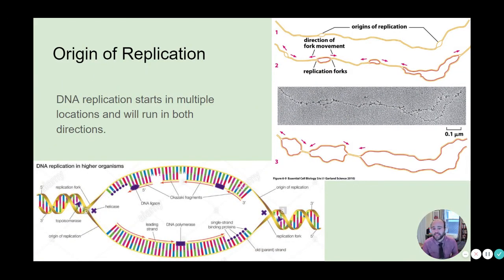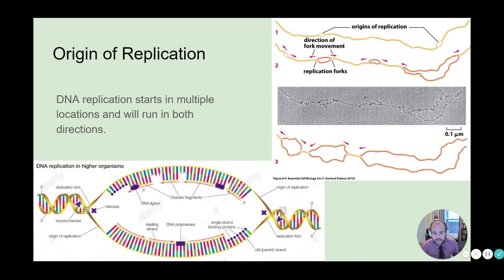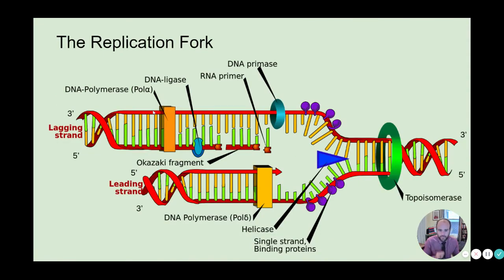So it's important to note that this doesn't happen just in one place. There's going to be many different origins of replication, or where it opens up. And it's going to run in 2 different directions because the DNA is anti-parallel. And this is going to make DNA replication go a lot faster. Remember, you have millions of base pairs. So if you were just doing 1 at a time, it would take forever.